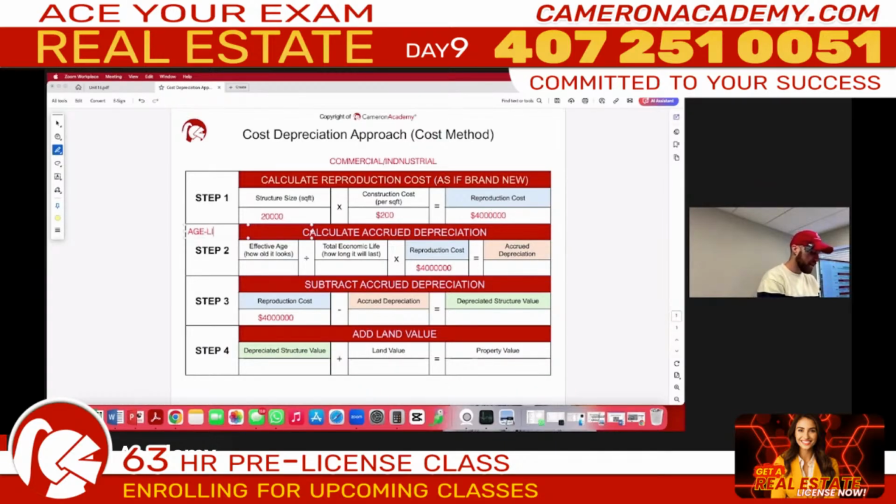Write this down. Age life method. This is the age life method to calculate accrued depreciation. How do you figure out the total depreciation that has accumulated over the years on this structure? That's what this is specifically utilized for. So let's go through it. You start with something called the effective age.